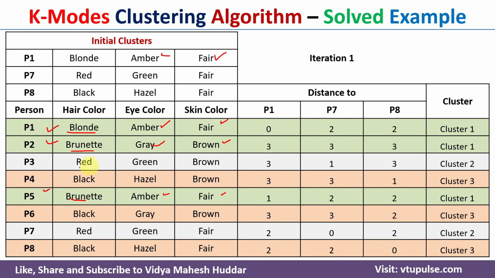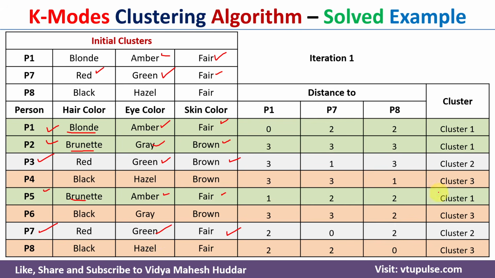And for the second cluster, we have two persons. Those are P3 and P7. Here it is red, red, we will keep red as it is. And it is green and green, we will keep green as it is. And here it is brown and fair. For both the colors, the frequency is 1 and 1. So we will randomly keep it as fair only.